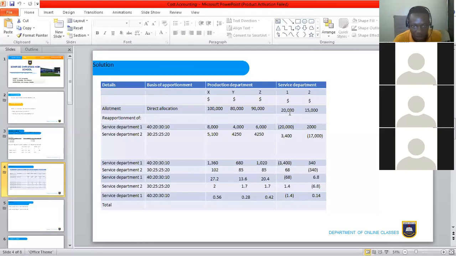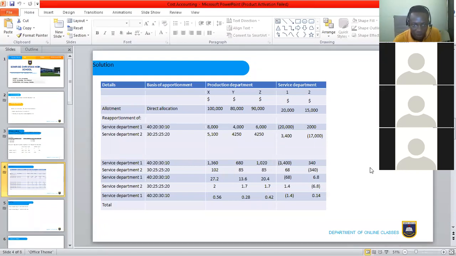What did you get? Anybody who is ready can give me the answer. 800,000. Are you sure? Do the calculation again. You are sharing 20,000, so you are finding 40% of 20,000. Do the calculation and then give me the answer.